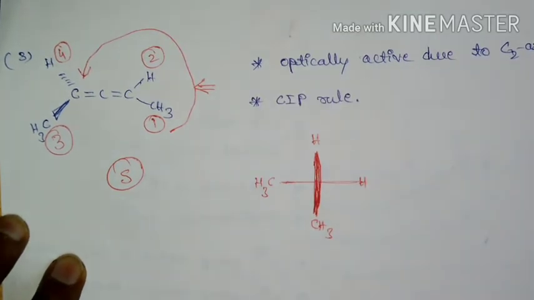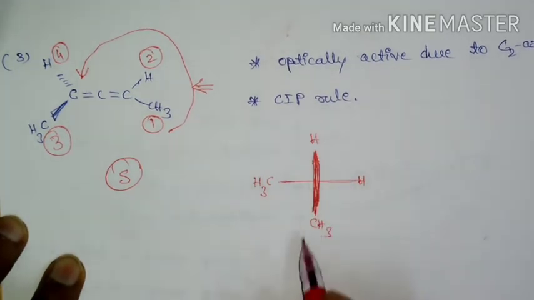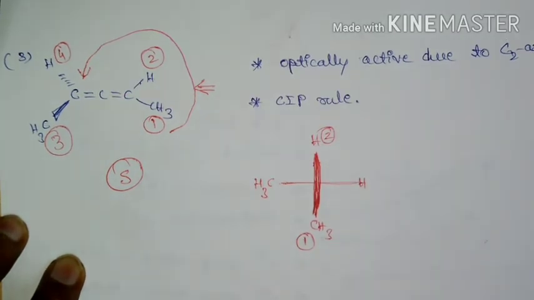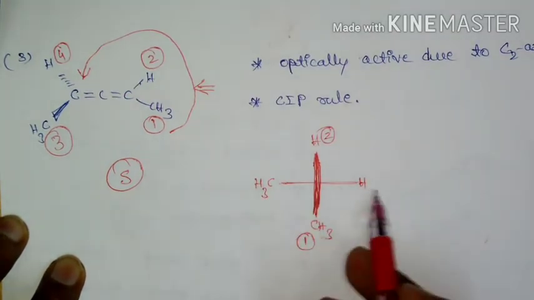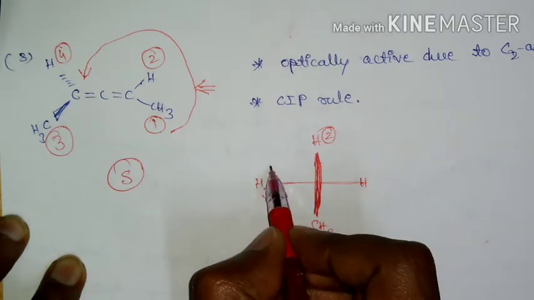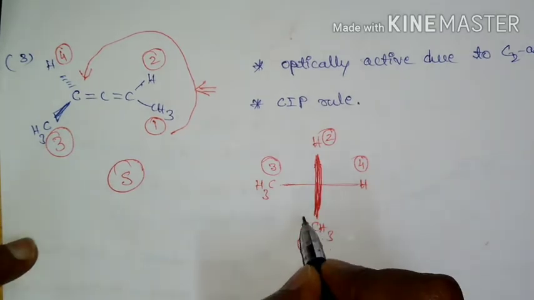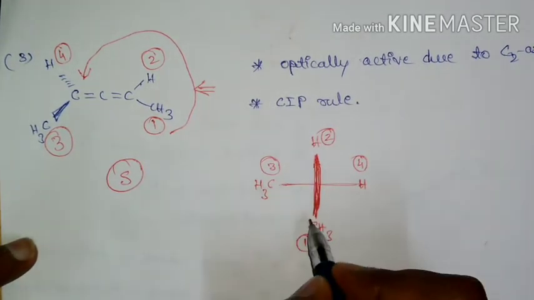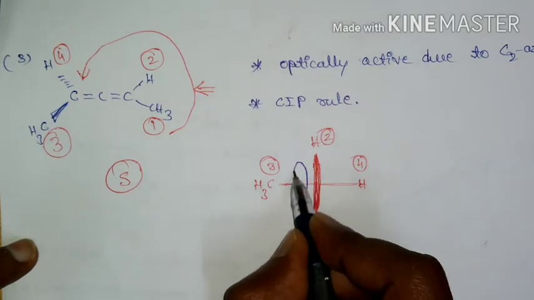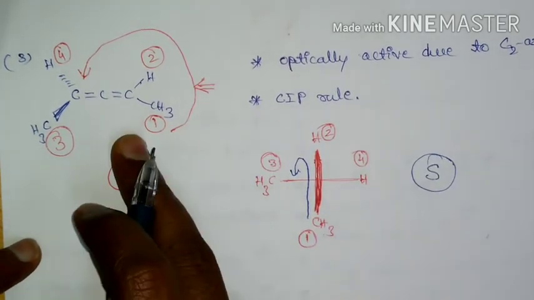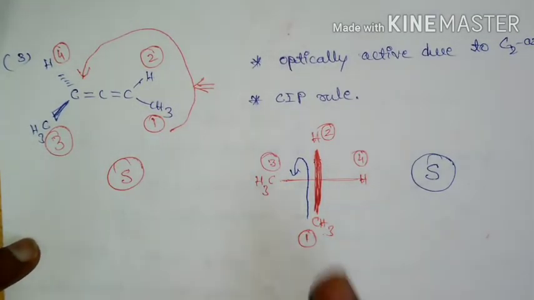Now I need to give priorities from the side I am viewing. So I am viewing from this side, so I need to give priorities to this first. That is, CH3 will take first priority and H will take second priority. Next I need to move to the next, that is, here this is going to take third and this is going to take fourth. Now if you see the movement of priorities, it will be 1, 2, 3. So here also I am getting S configuration. Same molecule, but this is through viewing.